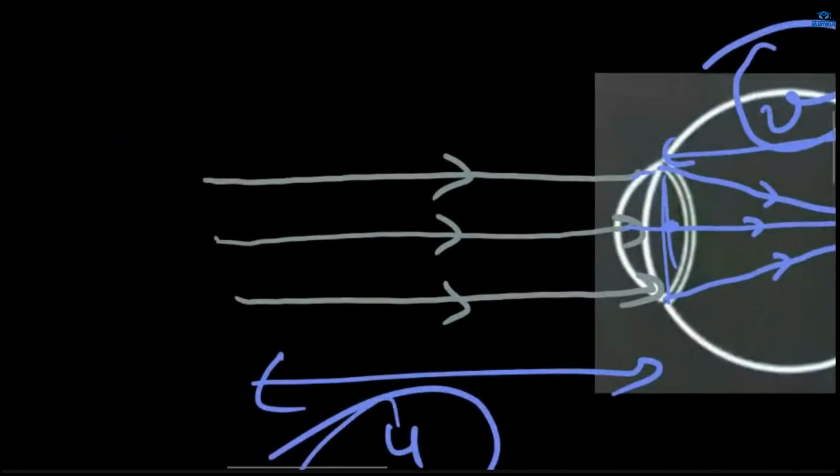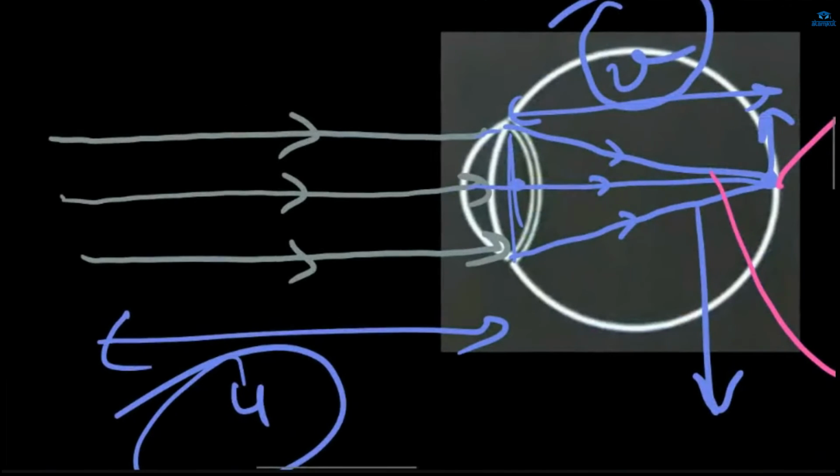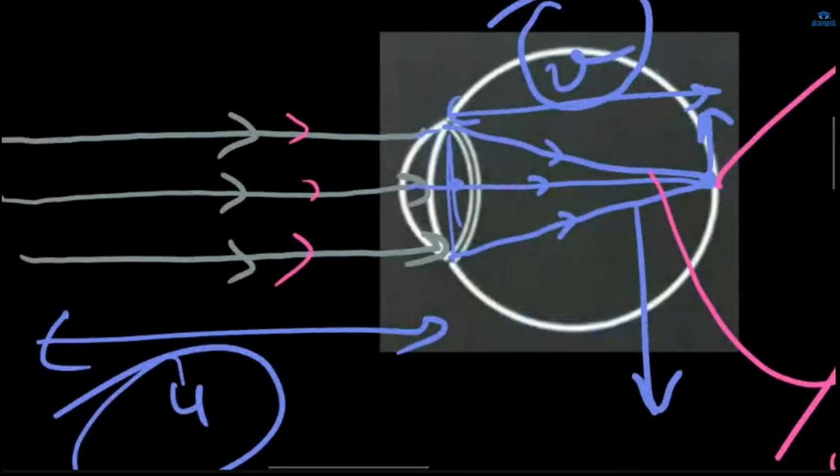And when we try to see faraway objects, the light is already coming parallel. It can easily converge it to the retina. The ciliary muscle will be in contracted position. It does not want its focal length to be small, and it does not want its power to be large.